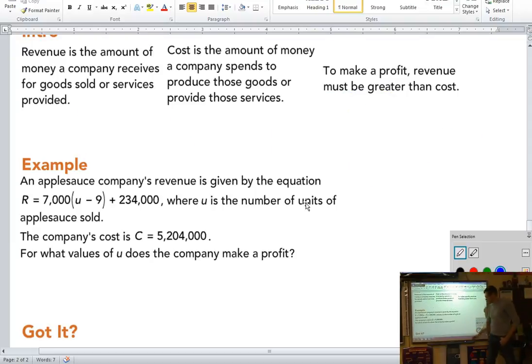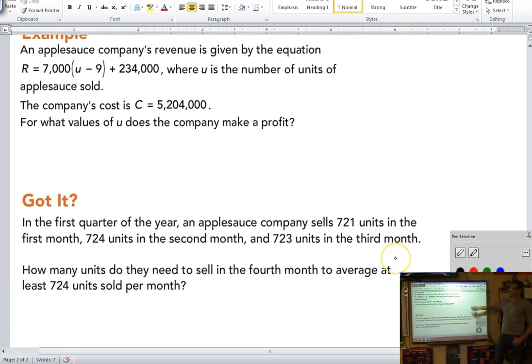An applesauce company's revenue is given by this equation. Their cost, they know their cost. Why might we not know revenue? If I'm a food company and I know how much it costs me to make the food, why might I not know my revenue? Andrew? People don't know if people are gonna buy or not. Yeah, you don't know if your stuff is going to sell.